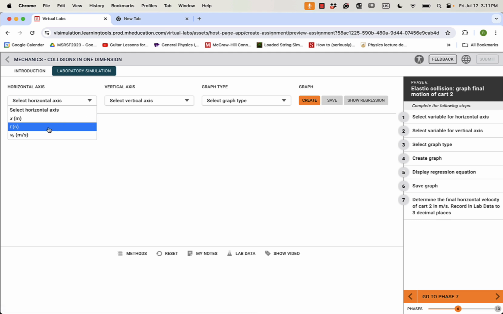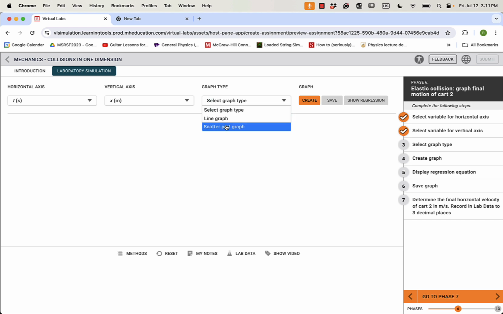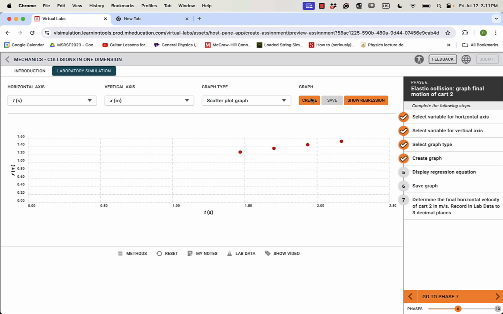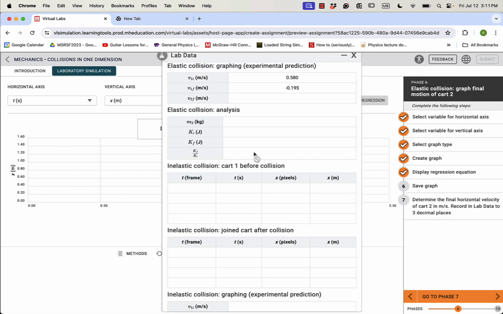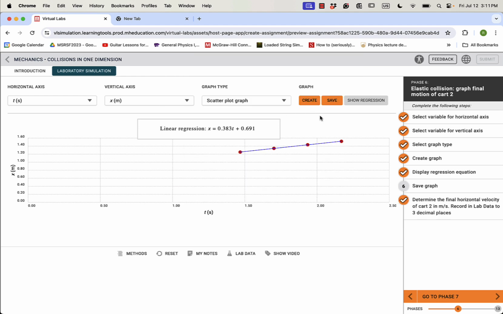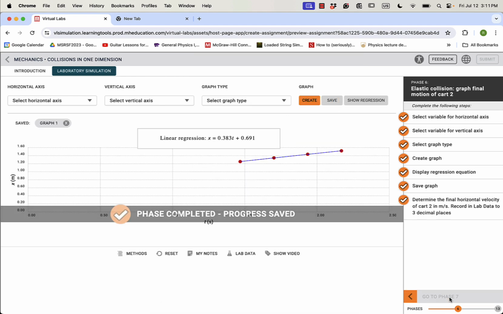So to find that, again, plot position versus time, use the scatter plot, create, show regression, and again it's a positive slope because it moved to the right. So the velocity is 0.383. Okay, and then you can save that. Go to phase 7.